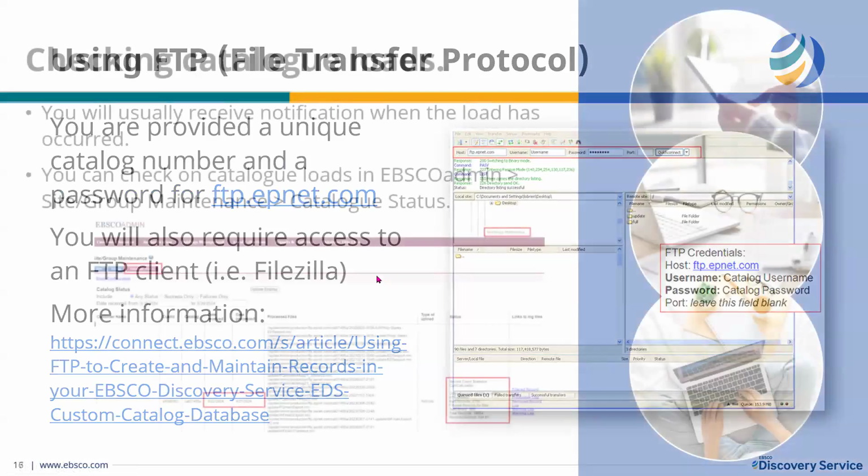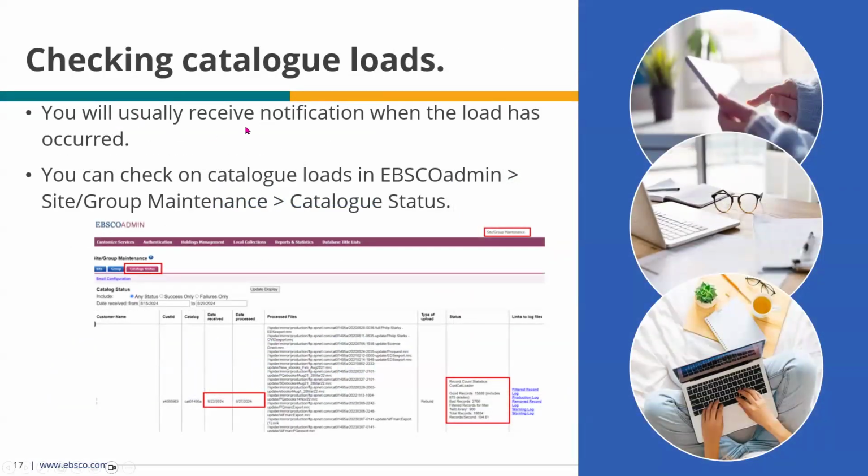And then once all of that happens and everything goes through, you will usually receive an email notification when the load has occurred to say, look, the load's happened, it's ready to go. You can actually log into EBSCO admin, navigate to site group maintenance in the top right, and there will be a tab called catalog status, and you can actually see the last time your catalog was loaded. It will also show you things in here like any bad records, good records, or anything that's flagged. Usually, if there's any issues, our catalog team will usually indicate that to you as well. And that's it, that's your catalog loads.